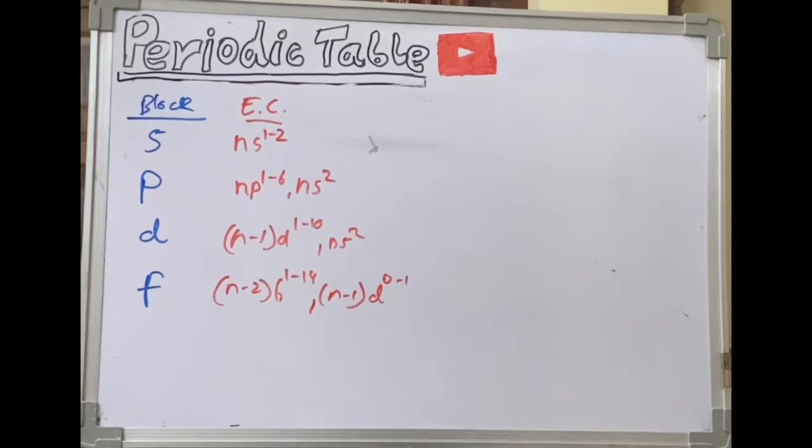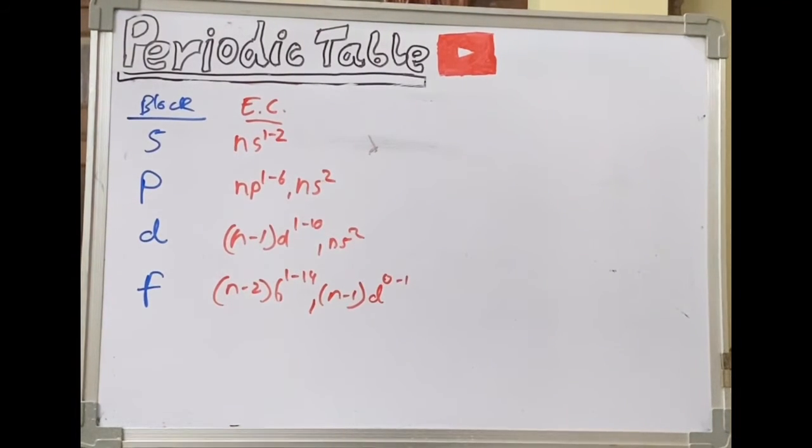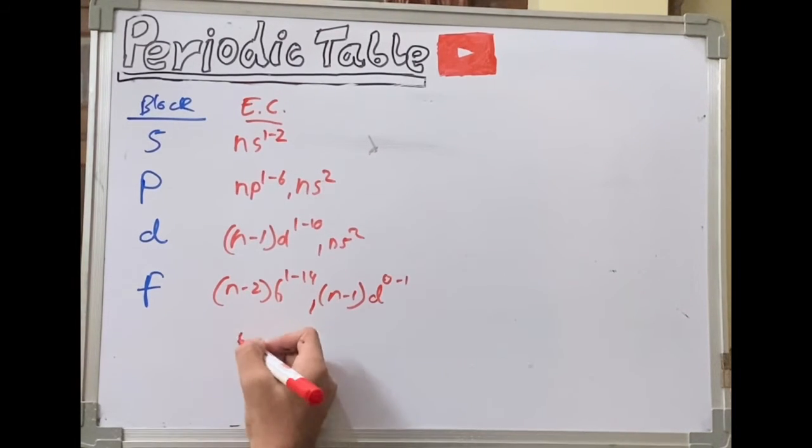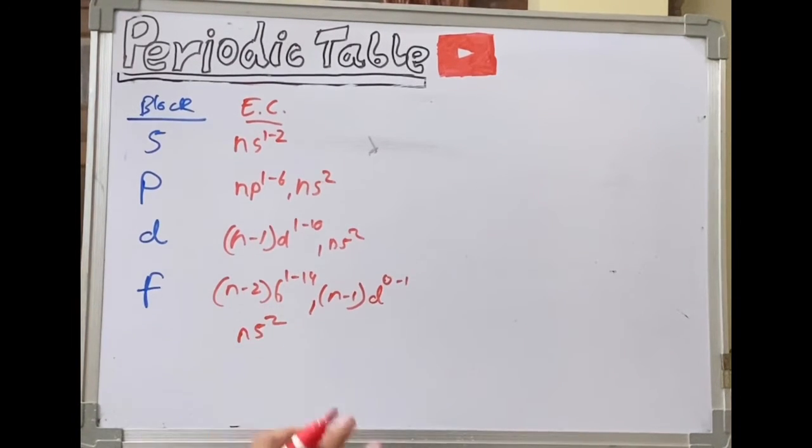However, if it's filled and there are electrons in D also, and then in P also, so yeah, I will tell you. Wait, I'll just draw the whole table. So it's ns2. ns2 is constant over here, everywhere, right?